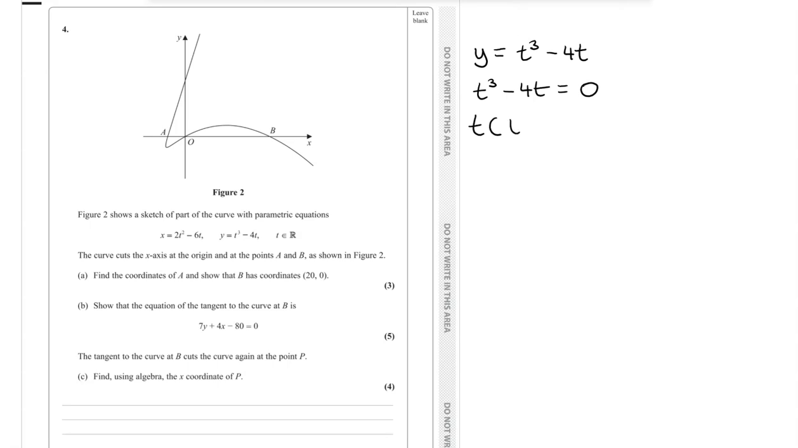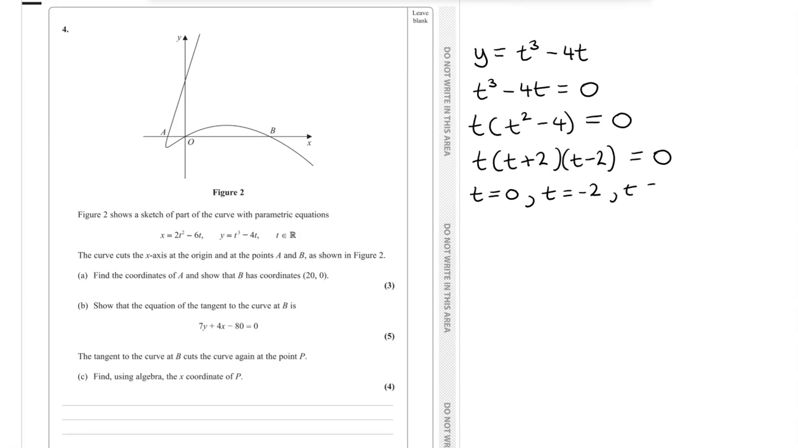So I'm going to start by factorising out the t. You've got a common factor of t there. Just be really careful that you don't just divide through by t, because you will be losing one of your solutions when you do that. So we're going to just factor out the t, and then I've got t squared minus 4, and to solve that I could just use the difference of 2 squares. So t squared minus 4 is going to be t plus 2 and t minus 2 when I factorise that. So I've got 3 solutions, t equals 0, t equals minus 2 and t equals 2.